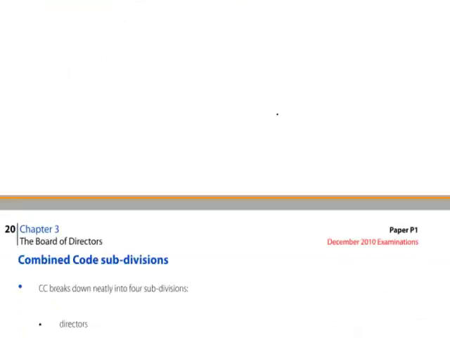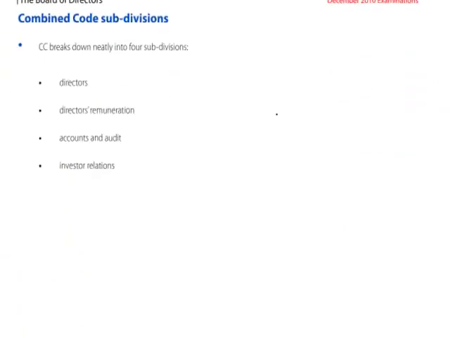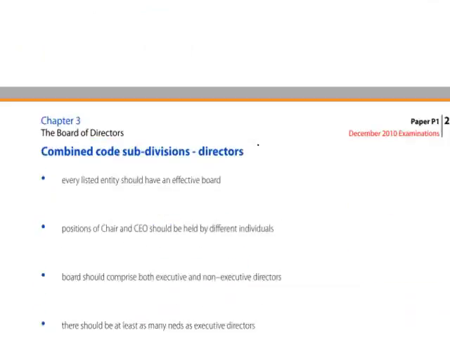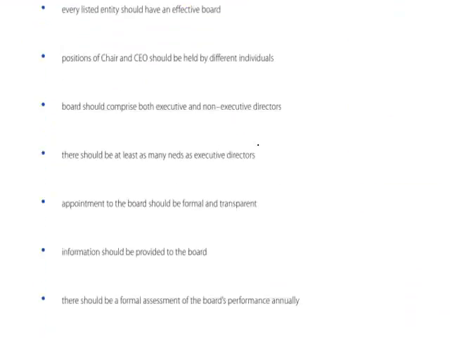Other major points addressed by Higgs were the role of NEDs and performance measurement for the board as a whole and for individual directors. I've actually just mentioned that, haven't I? Performance measurement for the board as a whole, but then also the individual directors. The combined code breaks down neatly into 4 subheadings: directors, their remuneration, accounts and audit, and investor relations. And here we've got directors.